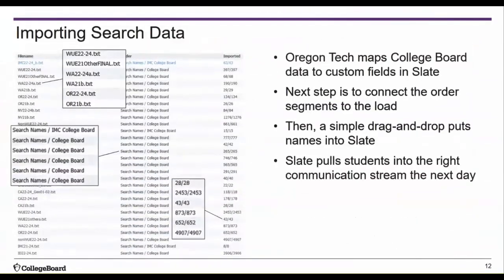We all know that placing an order and getting names is one thing. Importing them quickly at 100% integrity to turn around relevant, personalized messaging is a whole other item. The screenshot in front of you is from upload dataset in our Slate instance.